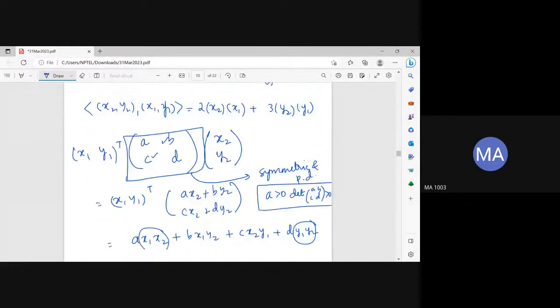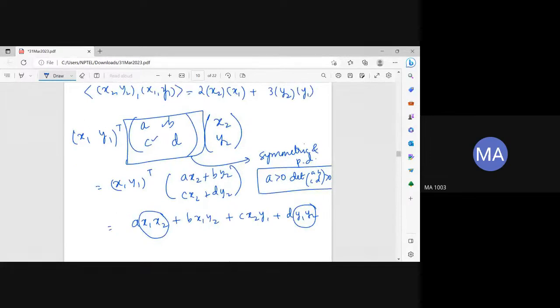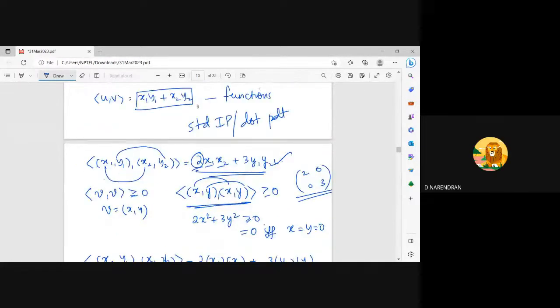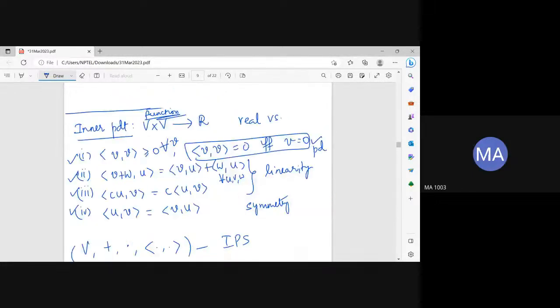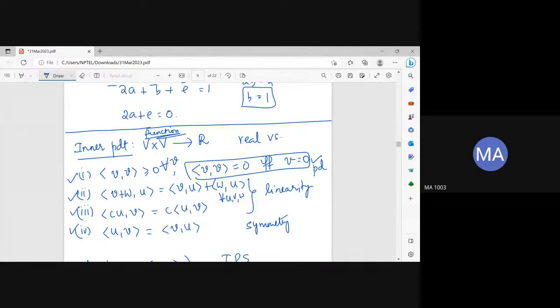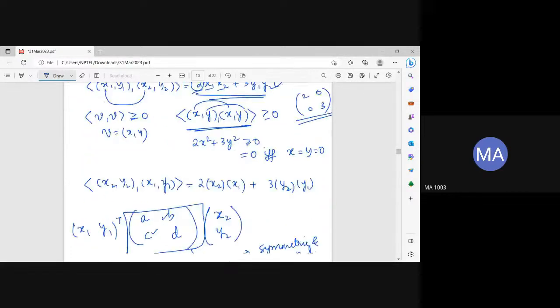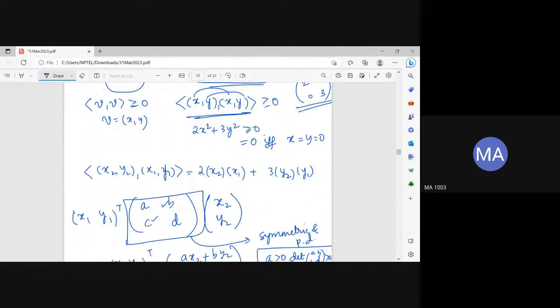See, if you don't know this matrix representation, there's no need to confuse. Once you prove it is an inner product, then all four conditions are satisfied, no, madam? Yes, if it's an inner product, it is only because all the four conditions are satisfied. Okay, madam. Thank you.